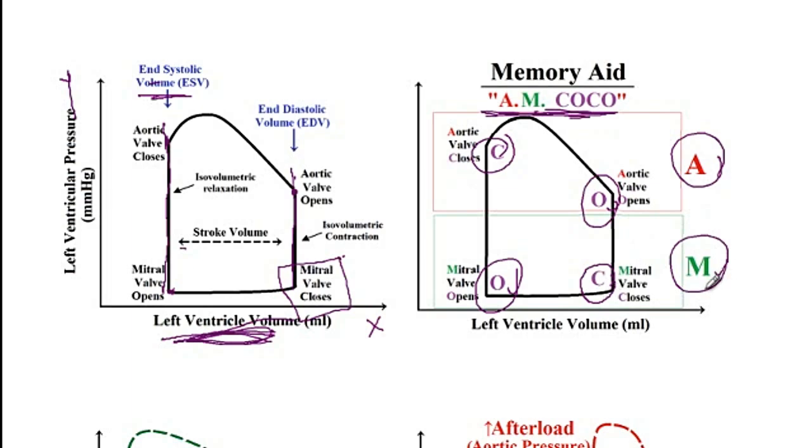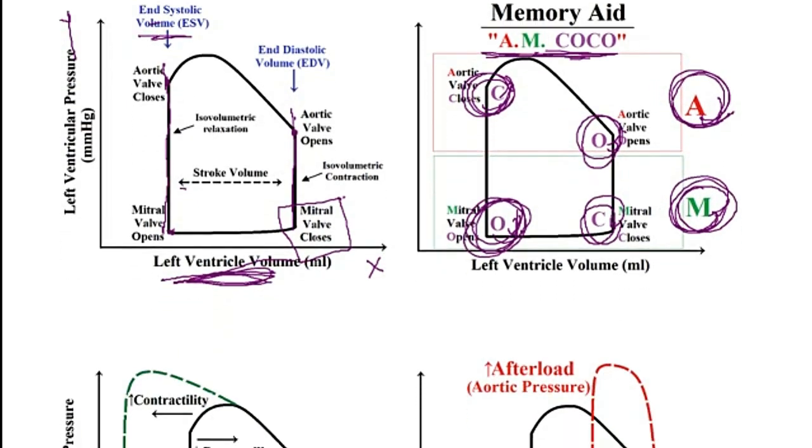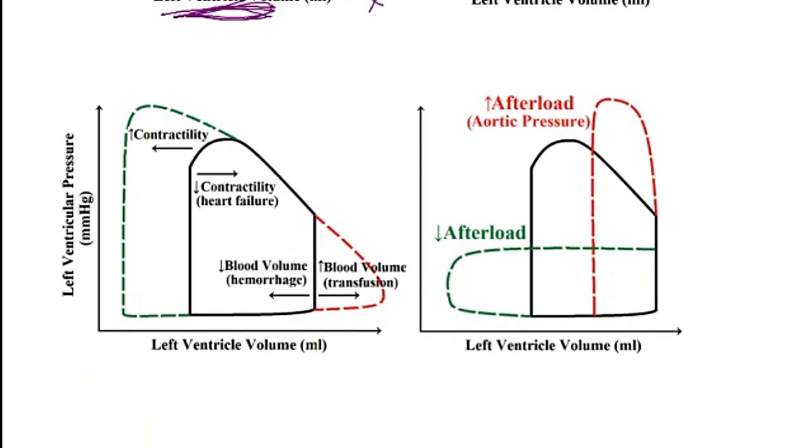So the lower part, we have the mitral valve closes. The upper part, we have the aortic valve opens. This part, we have the aortic valve closes. And then finally, on this side, we have the mitral valve opens. And so you've got everything plugged in. Now you have to know how changes in the preload, afterload, as well as contractility will affect this curve.